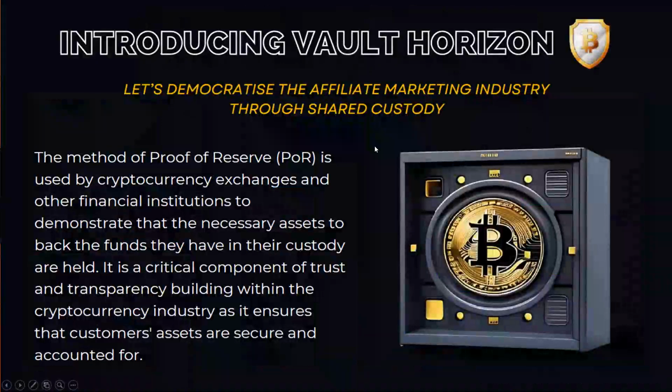Okay. We have the Vault Horizon. That is another part of this. This part is a safeguard security for the funds that you invest. So if you put in $100 to buy 2 $50 miners, 30% of that goes into the Vault Horizon.